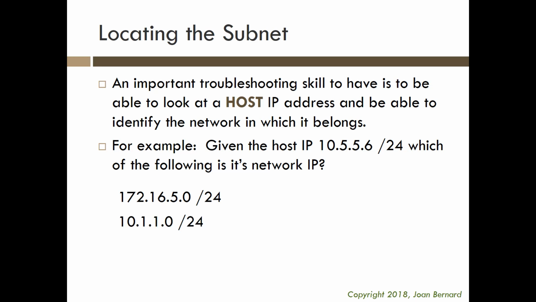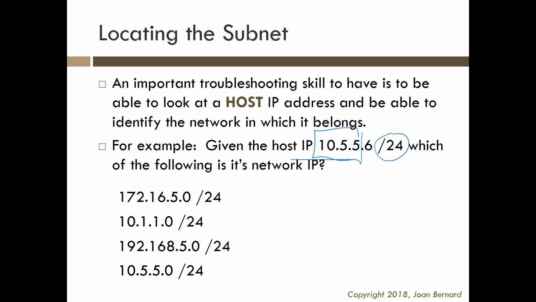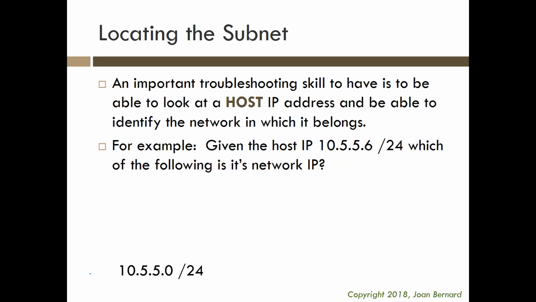172.16.5.0, 10.1.1.0, 192.168.5.0, or 10.5.5.0? Now remember, because we have a /24 network, that tells us that the network bits, or those first three octets, all have to match. So it's probably pretty obvious which one is the network IP. It is the 10.5.5.0/24. So that's the network IP address.